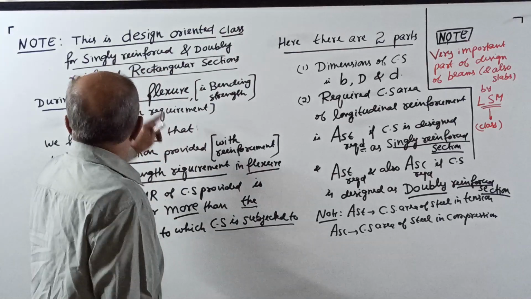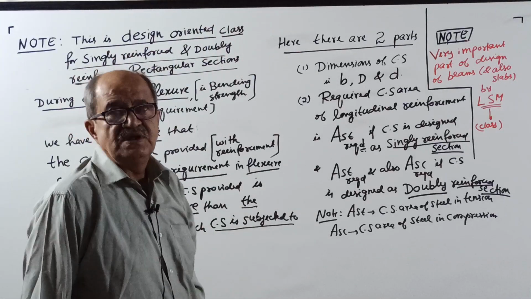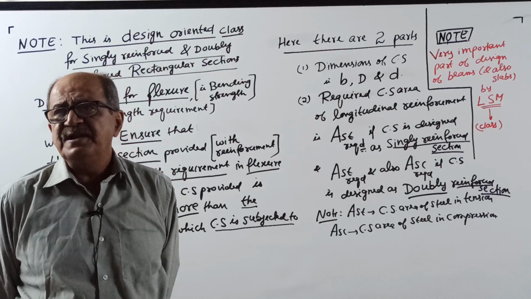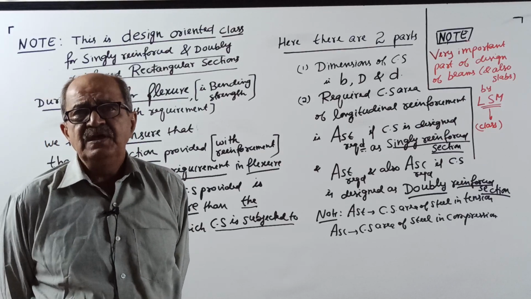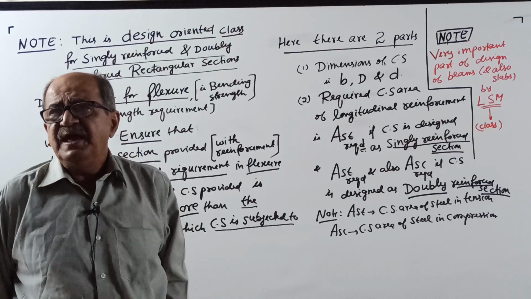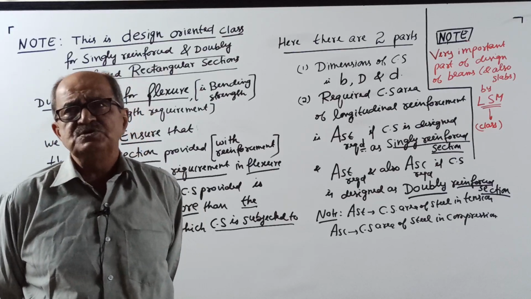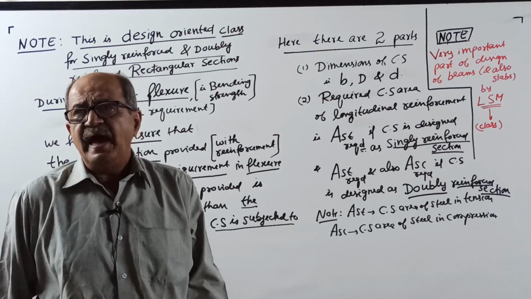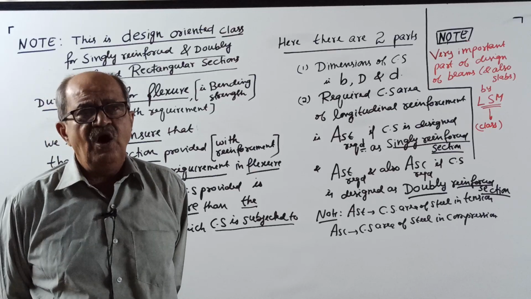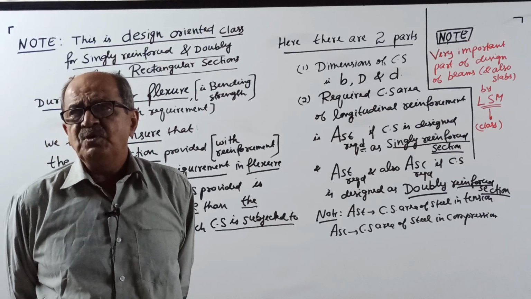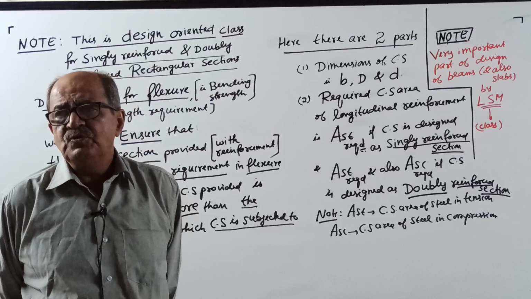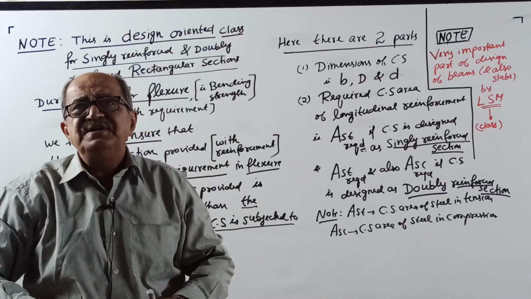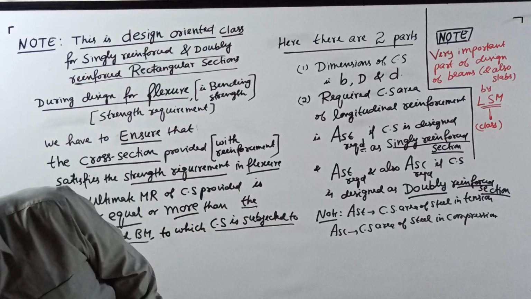This is a design oriented class. So far we considered analysis. That is, the cross section is given. Cross section given means cross sectional dimensions with the area of reinforcement. Singly reinforced means only AST. Doubly reinforced means AST and ASC along with the cover, either clear cover or effective cover, and the grade of concrete and grade of steel given. So you have to find the resisting capacity. Ultimate MR means resisting capacity.